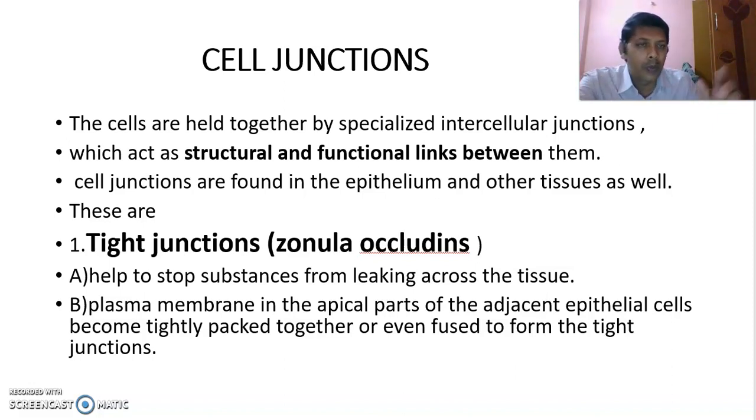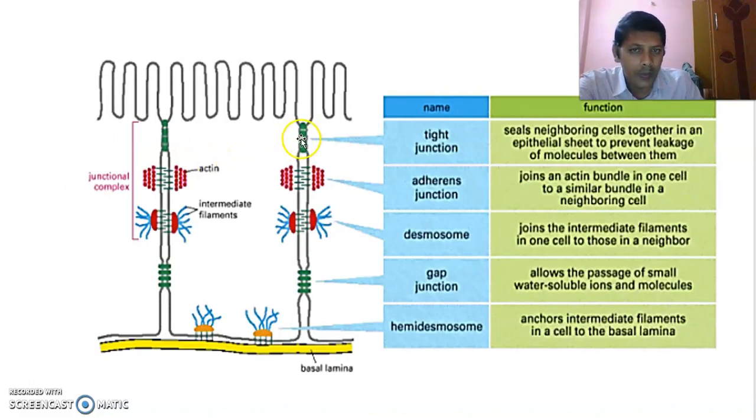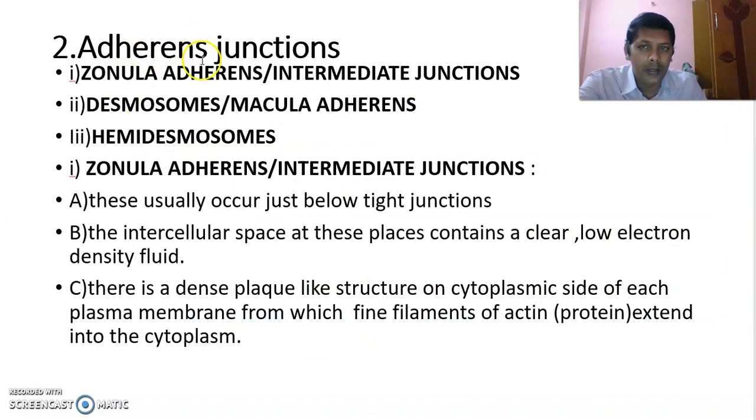Some more points here. There are some specific proteins here. Those special proteins are called occludins. They prevent the leakage of substances. Very important, it was given in a previous NEET exam. Now come to the adherens junctions.